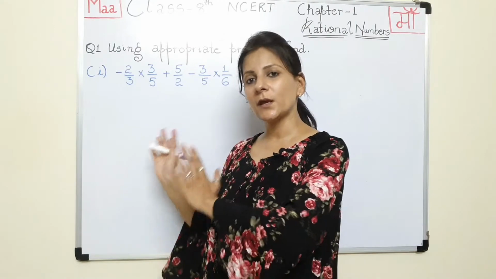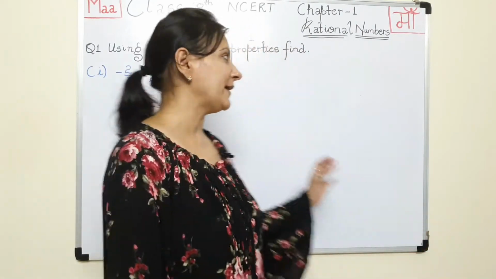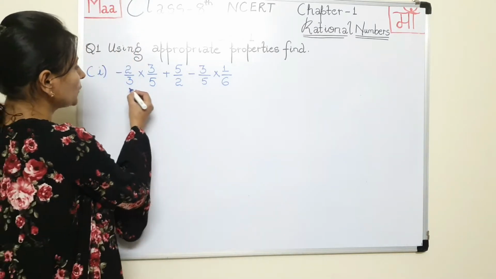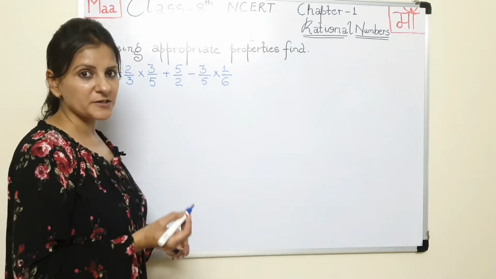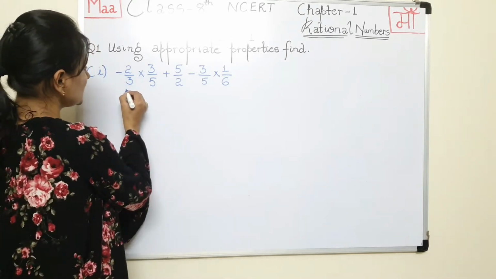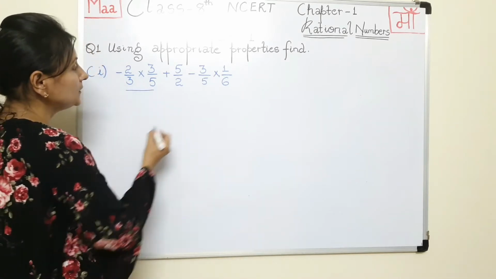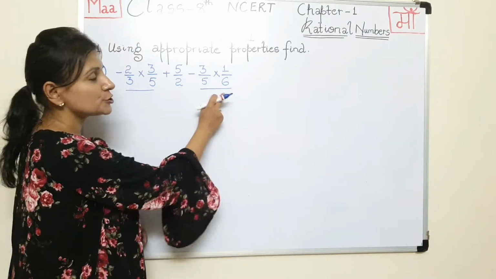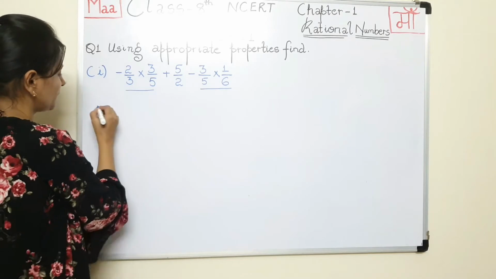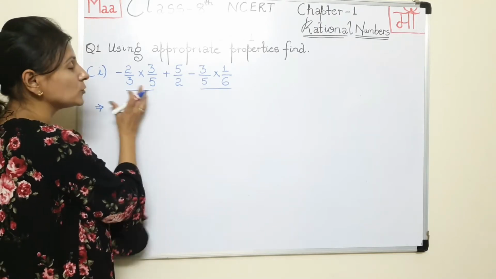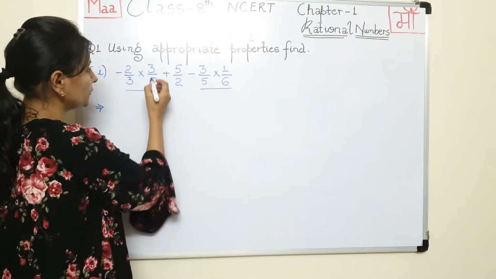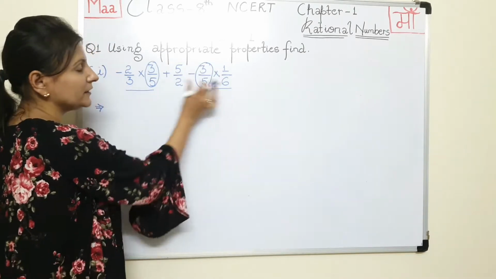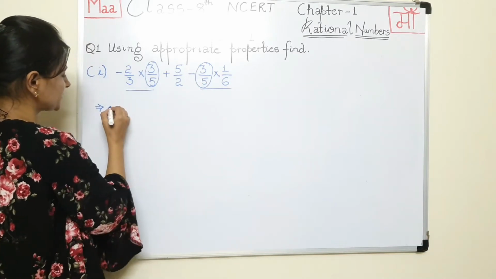So we have to use one property here and find out the solution of this part. The property which we will use here is the distributive property of multiplication. See, you can see the common rational number in these two terms. First of all, we will separate those terms which have the common value. Here you can see that 3 upon 5 is common. So these terms we will take separately.